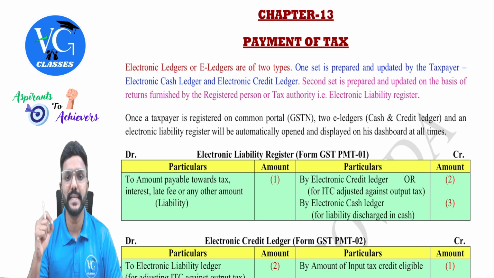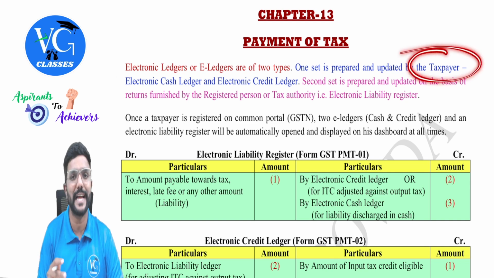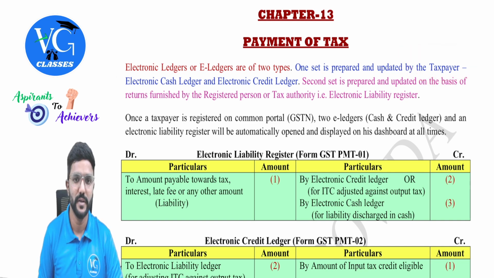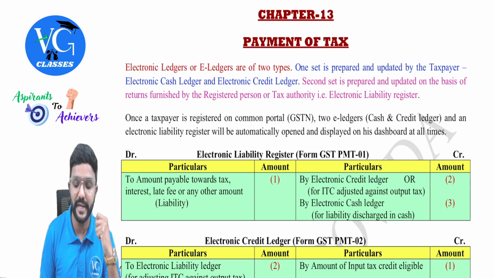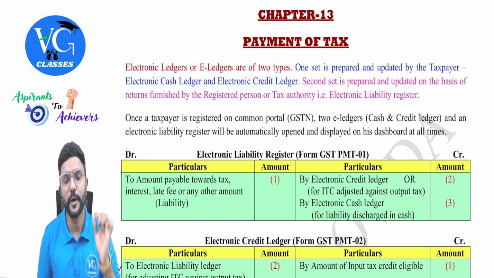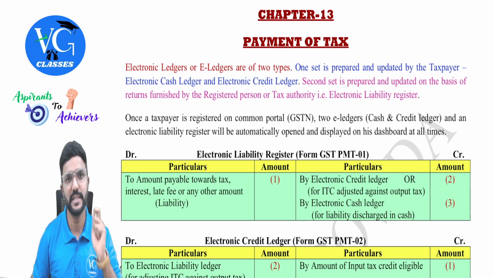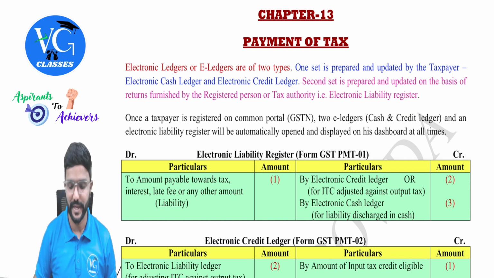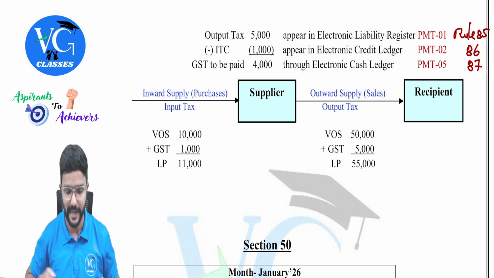Electronic ledgers or e-ledgers are of two types. One set is prepared and updated by the taxpayer himself, that is the registered person, which is the electronic cash ledger as well as the credit ledger. The other one is the electronic liability register, which will be automatically updated from the information given by the registered supplier in his return, especially GSTR 1. So let me try to explain the concept with an example, guys.